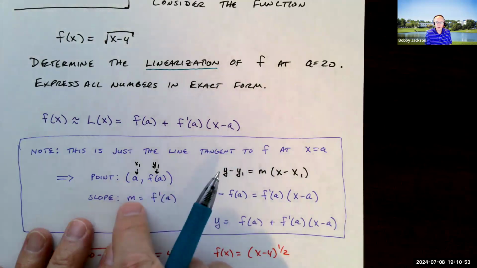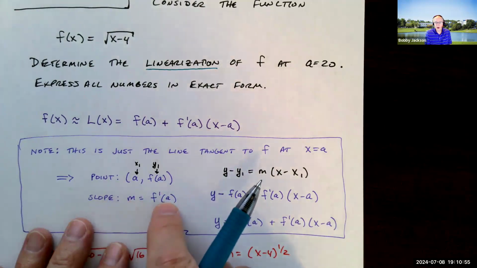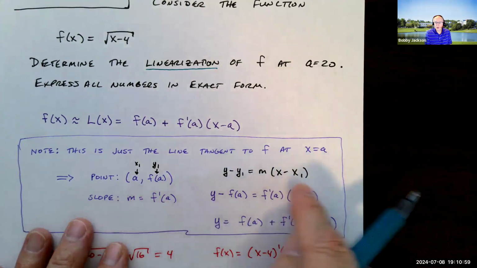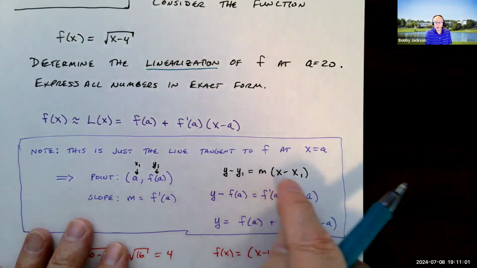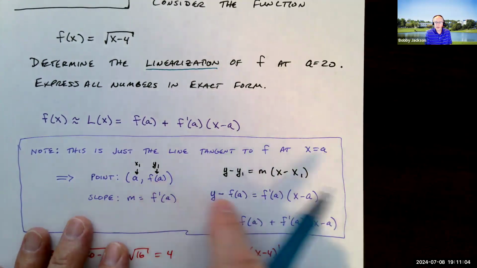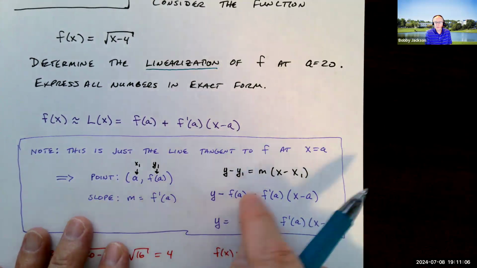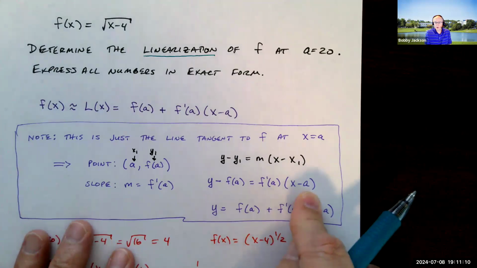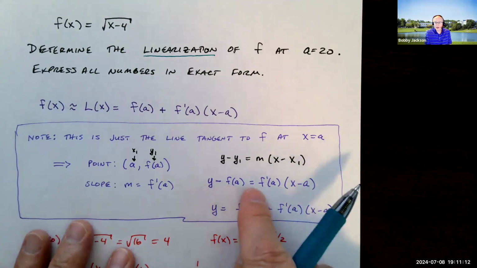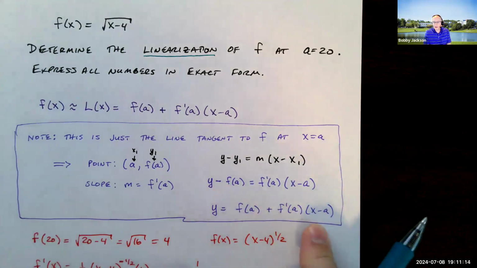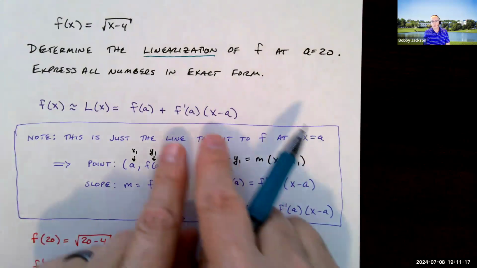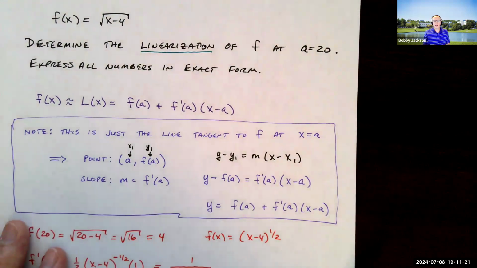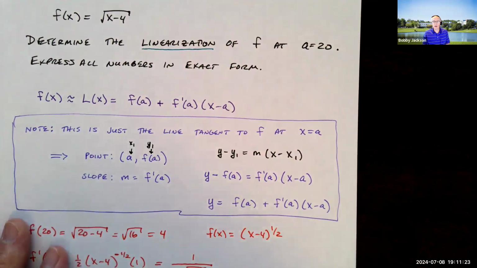And what's the slope? The slope is going to be the derivative of the function at a. Here's my regular equation of a line, y minus y1 equals m times x minus x1. So y1 is f of a, m is f prime of a, x1 is a. If I add f of a to both sides of this equation, I get this. Compare it to that. It's the same thing. So you're basically just finding the equation of the tangent line.